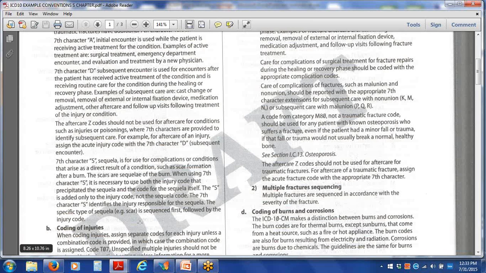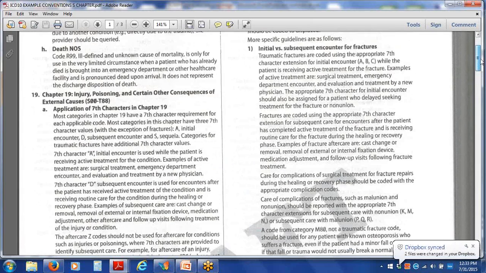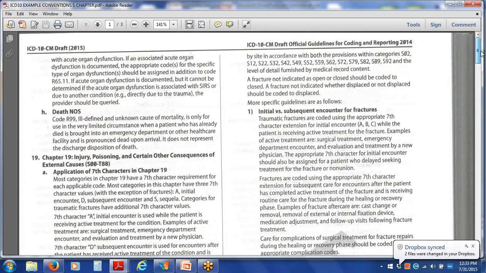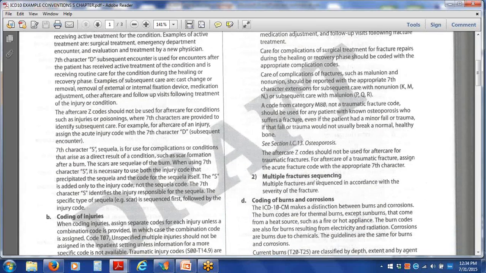These are the things that are important for you to understand when you're coding out of a specific chapter of the ICD-10 coding book. If you're coding fractures, it gives you even more specific guidelines, including guidelines for complications of cervical treatment, for fracture repairs, and so on and so forth. Of course, we only have an hour here, so we're not going to have time to go into all of the specifics of your particular medical discipline.